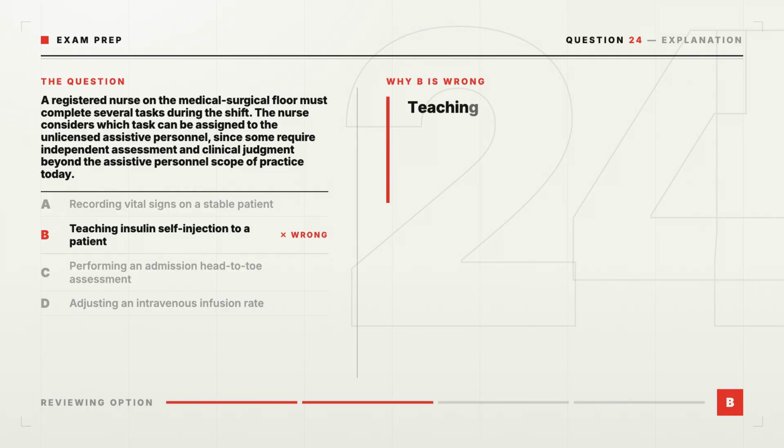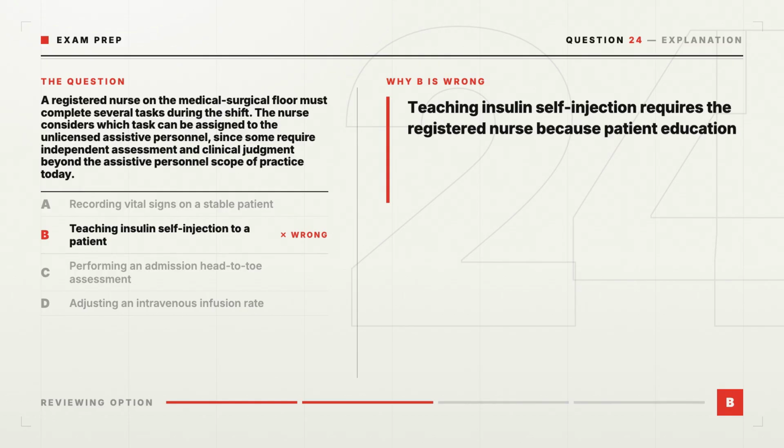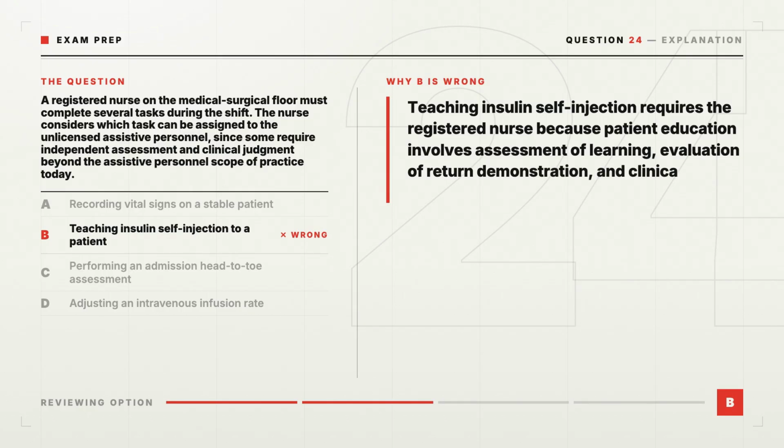B is wrong because teaching insulin self-injection requires the registered nurse because patient education involves assessment of learning, evaluation of return demonstration, and clinical judgment. Assistive personnel cannot perform that level of teaching.